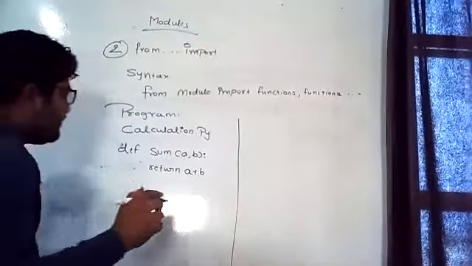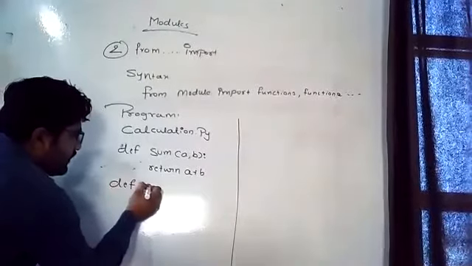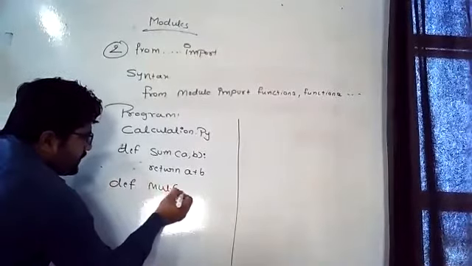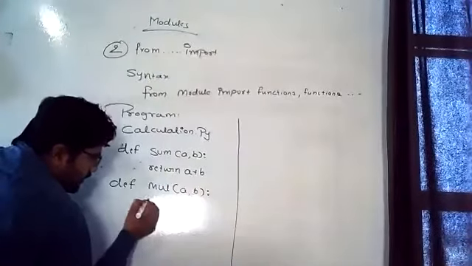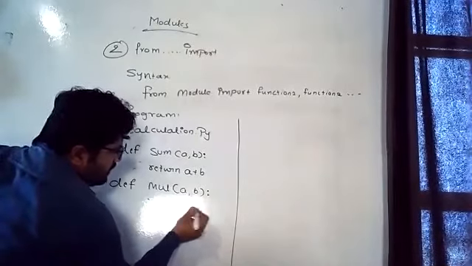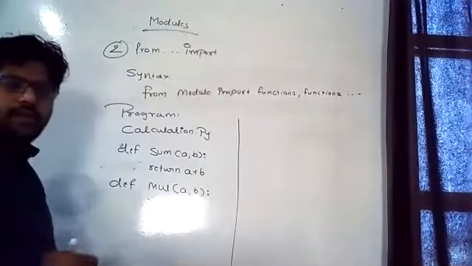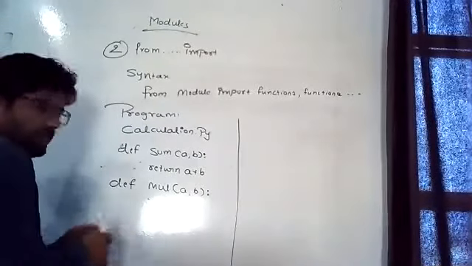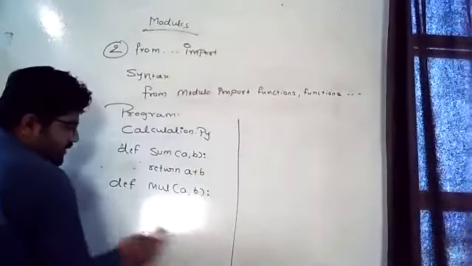Okay, the same thing with multiplication. Def multiplication a comma b colon return a star b. What happens here?